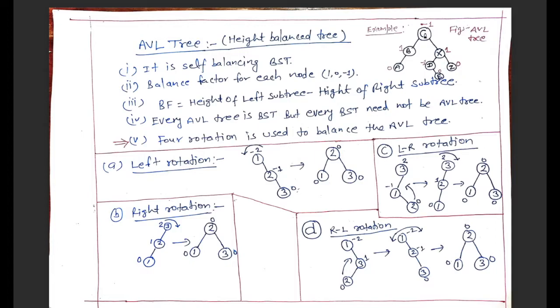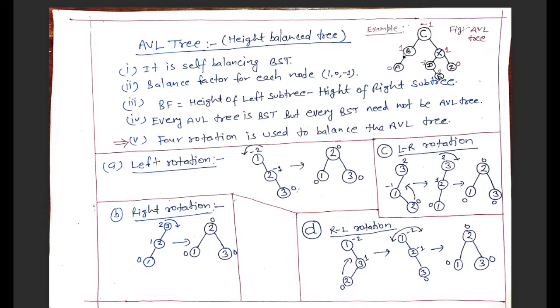Now the main point is how to find out the balance factor. You can see here for this A node, there is no left subtree, no right subtree. It means there is no edge. So height of the left subtree is 0 and height of the right subtree is 0. So 0 minus 0 is 0. So the balance factor for A node is 0. In the same way you can find it for the B.